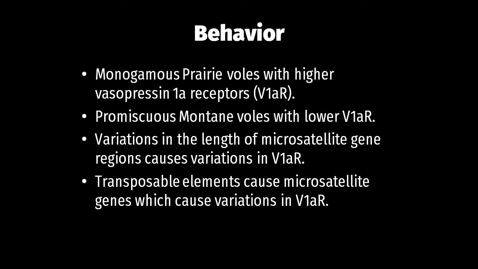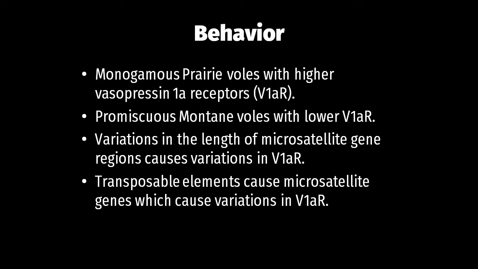Previously monogamous prairie voles showed promiscuous behavior when the researchers downregulated vasopressin receptors, while previously promiscuous montane voles showed monogamous and pair bonding behavior when vasopressin receptors were upregulated.